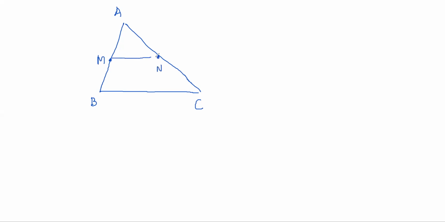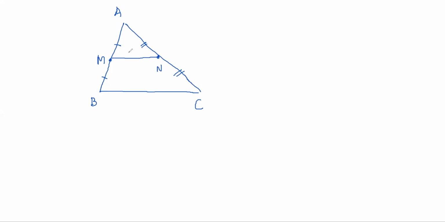Let's prove it. So there is a triangle like this: A, B, C, and the midpoint of this side is say M, and the midpoint of this side is say N, and we have joined the two midpoints, right? So we get SAS similarity. What can we say now? AMN is similar to ABC. AMN is similar to ABC, correct?